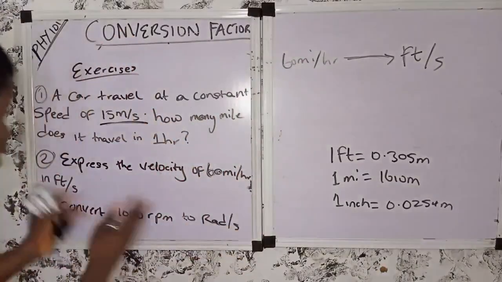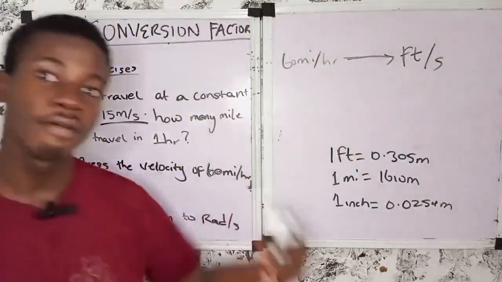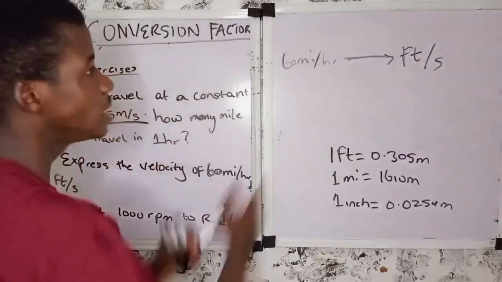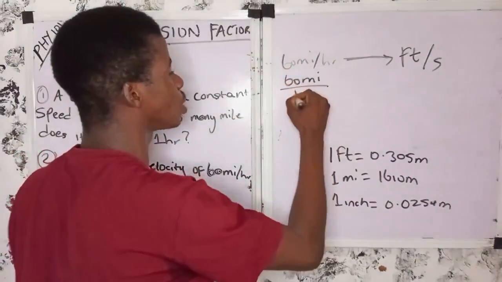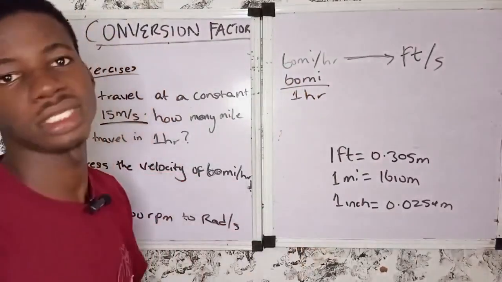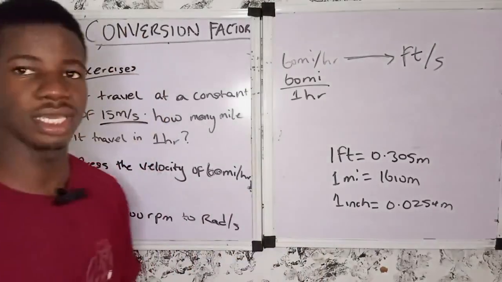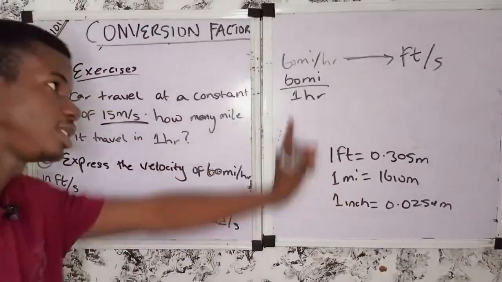Yes. Now, let's continue. In the question they're telling us to convert from 60 mile per hour to foot per second. This is the same thing as 60 mile divided by 1 hour. 60 divided by 1 will still give us 60. So it's the same thing.